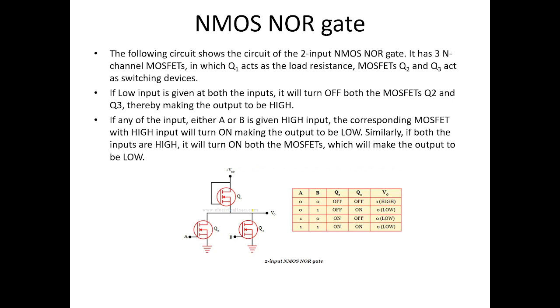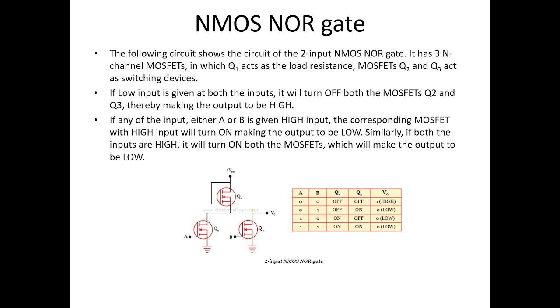Next we will see the NMOS NOR gate. This circuit clearly shows how the NOR gate is performed. It has 3 N-channel MOSFETs in which Q1 acts as a load resistance, whereas Q2 and Q3 act as switching MOSFETs. If a low input is given at both the inputs, then it will turn off both the MOSFETs Q2 and Q3, thus making the output high, since the connection is given accordingly.